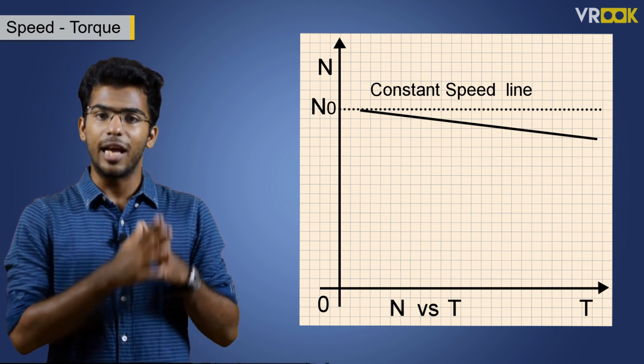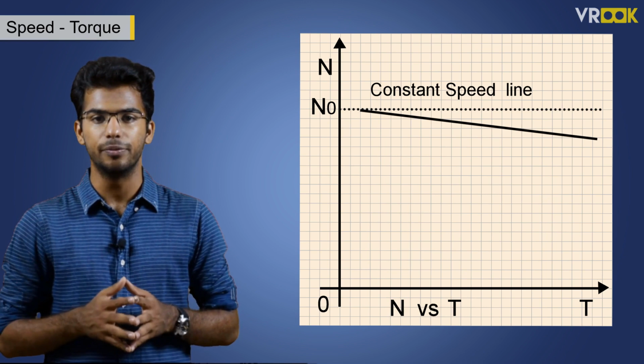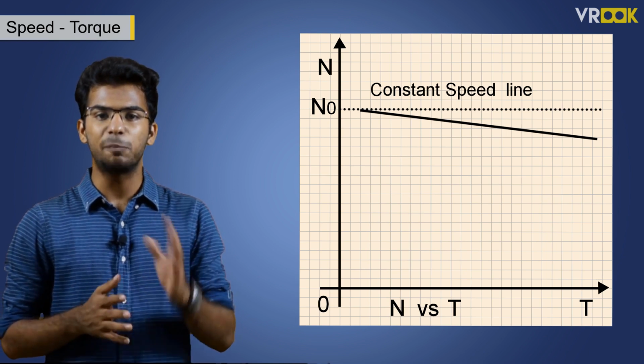This characteristic helps us in choosing the best type of motor for a given load. That is it about the speed torque characteristics. It helps us in determining the type of motor for a particular load. These are the three characteristics of DC shunt motor.